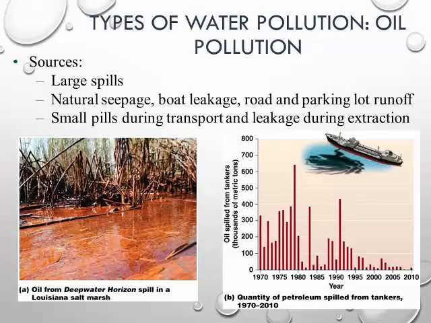Oil pollution comes from large catastrophic spills, such as the Deepwater Horizon or Exxon Valdez, natural seepage, boat leakage, runoff from city streets, and small spills that occur during transport and extraction. The largest oil spill in U.S. history occurred in 2010 when the Deepwater Horizon drilling platform exploded in the Gulf of Mexico. This disaster killed 11, caused over 200 million gallons of crude oil to spill into the Gulf of Mexico for 87 days, consequently polluting the coasts of Texas, Louisiana, Mississippi, Alabama, and Florida.